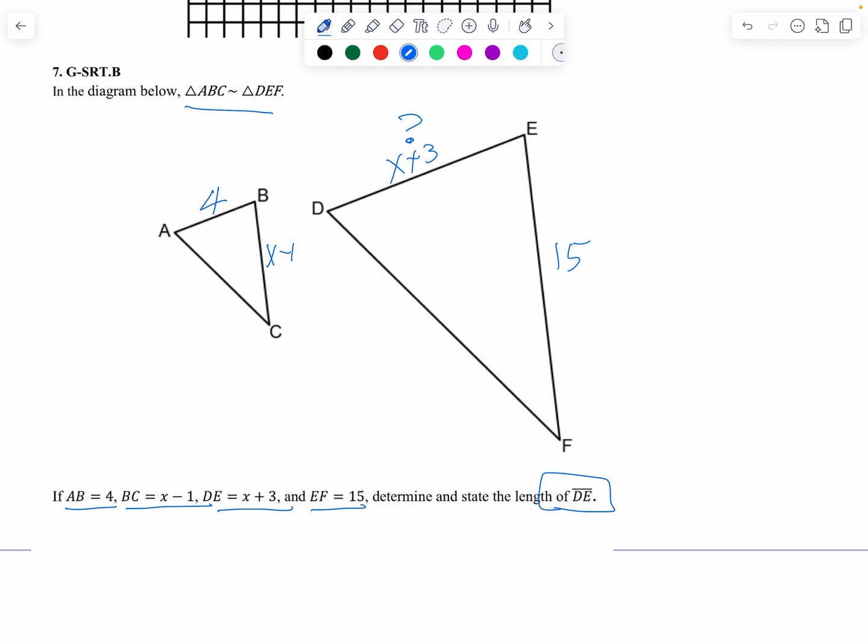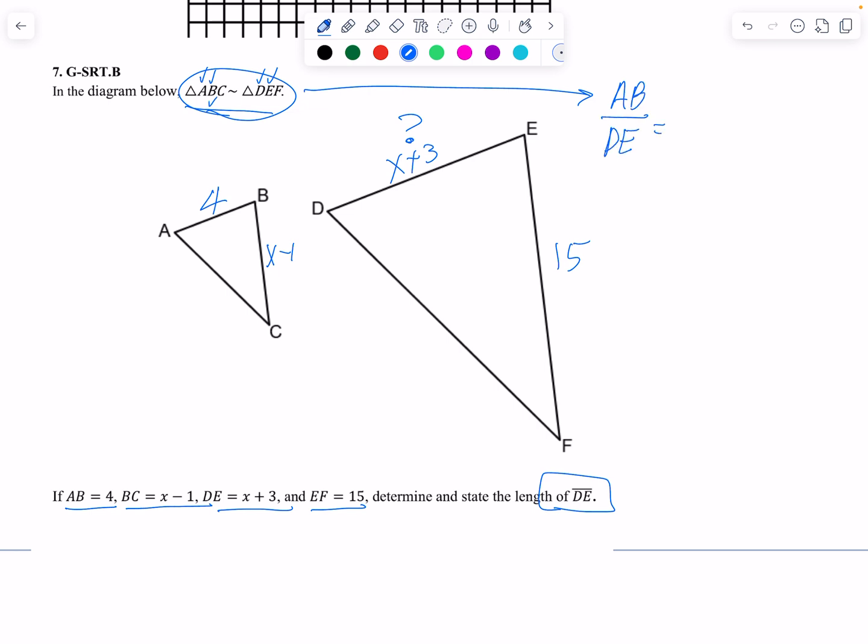So first of all, we already have the triangle names, and this is very helpful because now we can just set up the proportion. It's just a pattern. So it's like saying left, middle, left, middle. So let's do that. AB over DE. So that was left, middle.